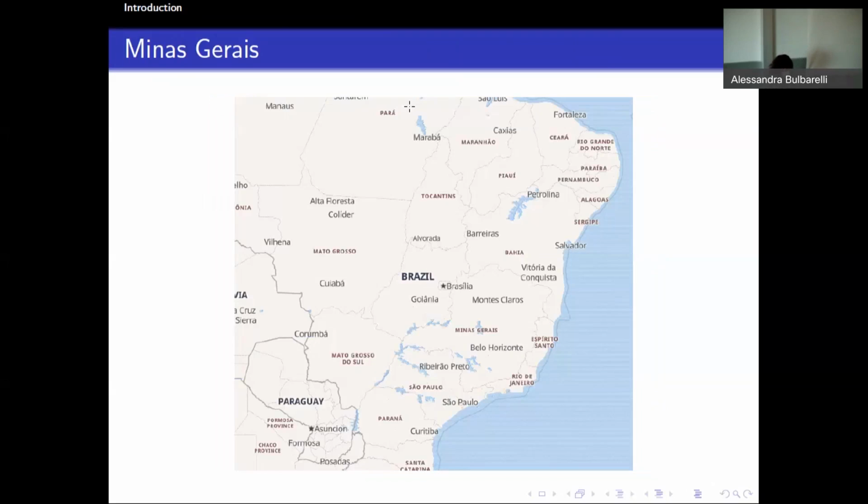Can I try to put the mouse here? Just let me see if I can. Yeah, I can do it with the mouse.